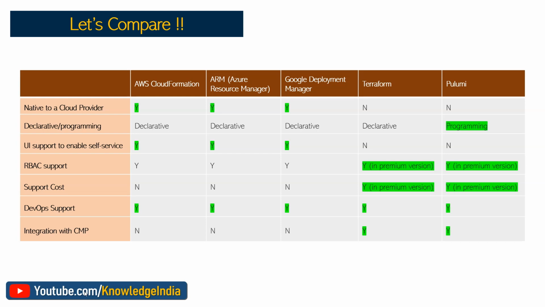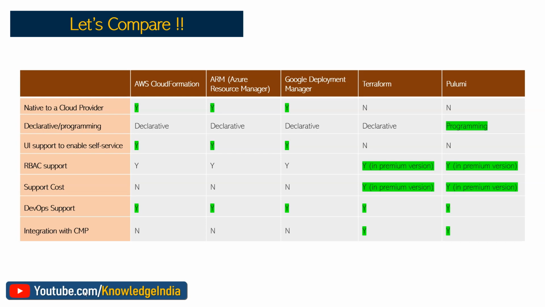And of course, if you see Terraform or Pulumi, they are not just native to one cloud provider. So they can actually work with multiple cloud providers. Now that's another aspect, right? Whether AWS CloudFormation, Azure Resource Manager, and Google Deployment Manager can work across clouds? The answer is no. They can work only for their own cloud. So that is the first factor to understand.